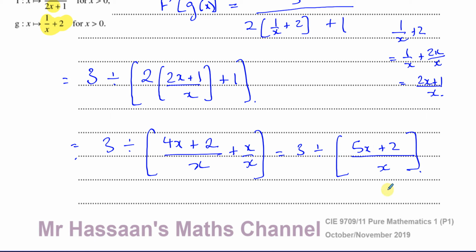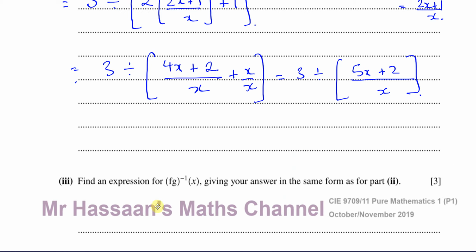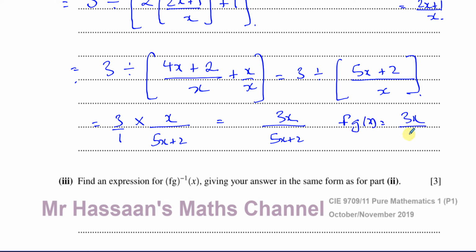And now the final step here is to basically just use your KCF. So the 3 stays as it is. This becomes multiplication, and you're left with x over 5x plus 2. So this is, remember, 3 over 1 times x over 5x plus 2, which gives you 3x over 5x plus 2. So f of g of x is 3x over 5x plus 2.